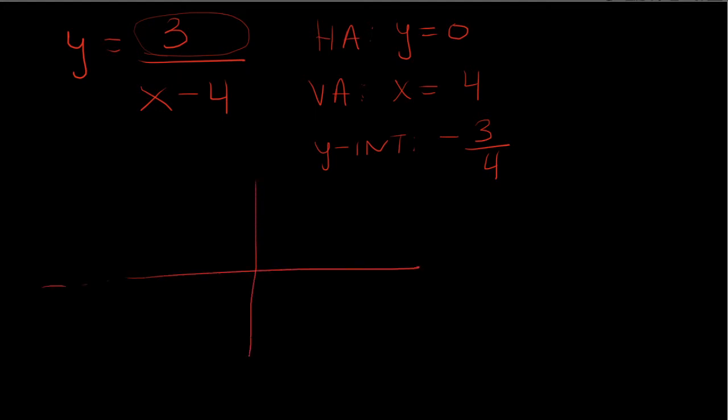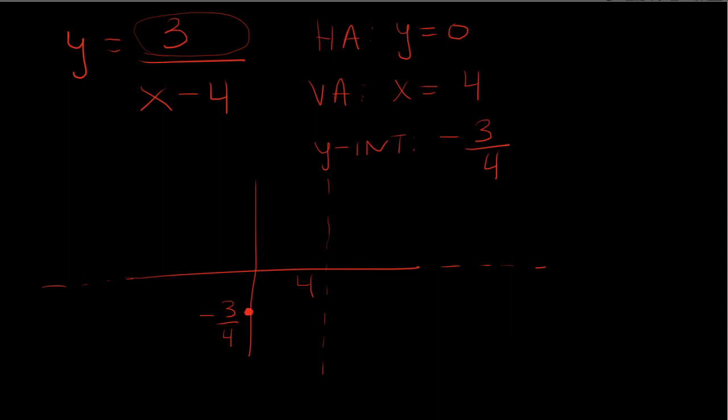We have horizontal asymptote, y equals 0. Vertical asymptote, x equals 4. And then we have a y-intercept, negative 3/4. And whenever we're graphing, we always want to make sure that the horizontal asymptote does not get crossed. And here, because there's no x-intercept, we can never cross the horizontal asymptote, because crossing the horizontal asymptote would give us an x-intercept, which we don't have. So that doesn't make any sense in this case.